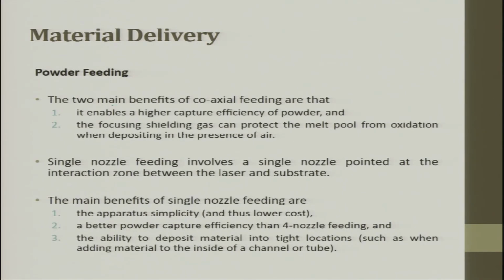The two main benefits of coaxial feeding are that it enables a higher capture efficiency of the powder, and the focusing shielding gas can protect the melt pool from oxidation when depositing in the presence of air. The single nozzle feeding involves a single nozzle point at the interaction zone between the laser and the substrate. The main benefits of single nozzle feeding are the apparatus simplicity, a better powder capture efficiency than 4 nozzle feeding, and the ability to deposit material into tight locations. So, these are some of the advantages of single nozzle feeding as compared to coaxial feeding.